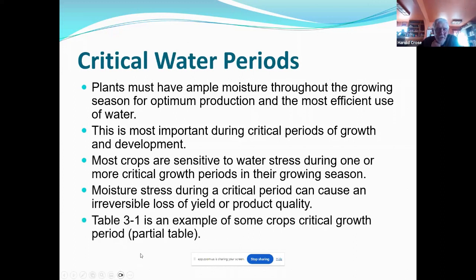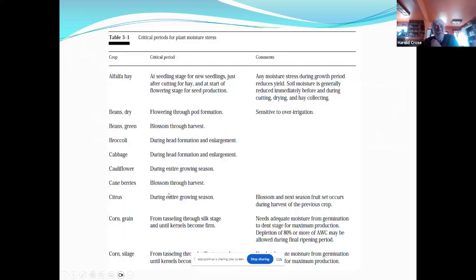And I'm going to show you this table 3.1 is an example of some crops' critical growth periods. And this comes right out of your irrigation guide. And I didn't mention that before. Washington NRCS has an irrigation guide for the state of Washington. I would download that into your system and become very familiar with it. It has everything I'm talking about in here and a lot more.